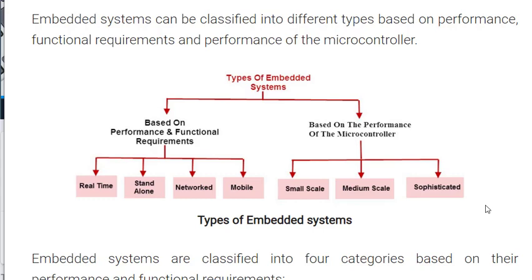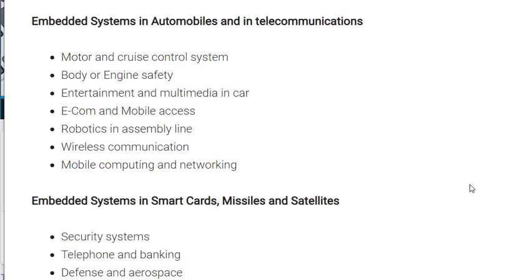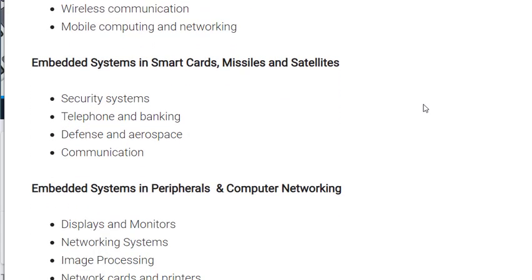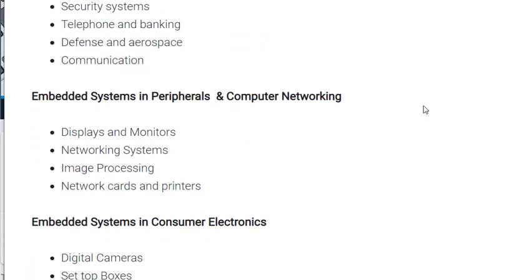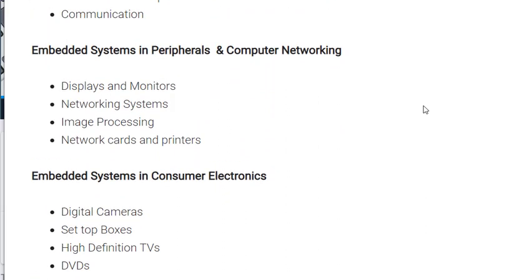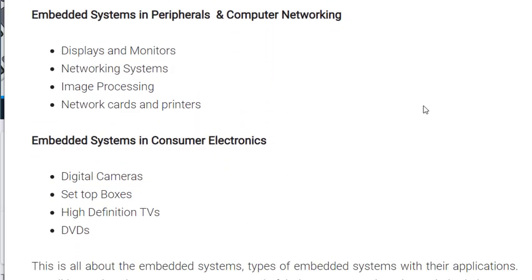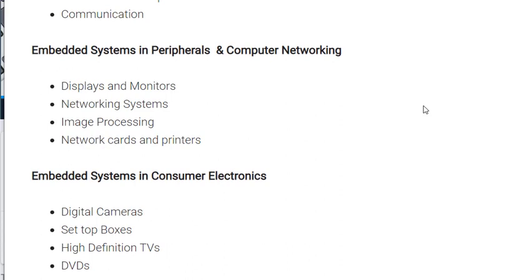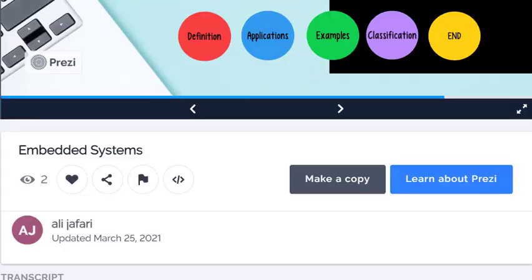To show you a quick view of applications of embedded systems, these are the following. Okay, so these are the applications of embedded systems.